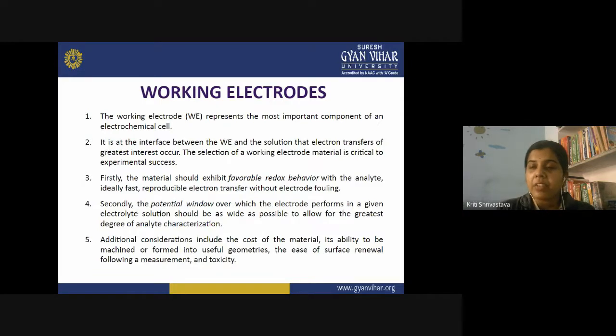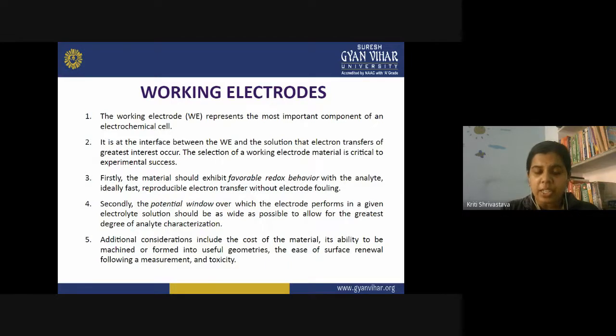If your analyte is going to show its electrochemical behavior in a particular potential window, and in that window your working electrode is not performing, not facilitating the electron transfer, then your choice would be wrong and you cannot measure the exact electron transfer process. So your working electrode should behave well in that potential window.